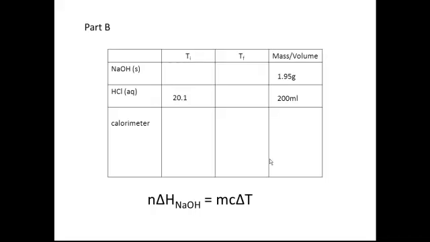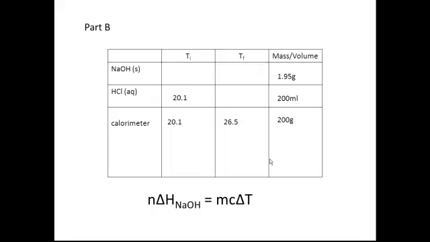Now, the solution in our calorimeter is going to be based on the hydrochloric acid, aqueous. So the initial temperature of our calorimeter was 20.1. Okay, we add our pellets to it, and then we take the final temperature, and we discover that it goes up to 26.5. So this guy here is an endothermic reaction.